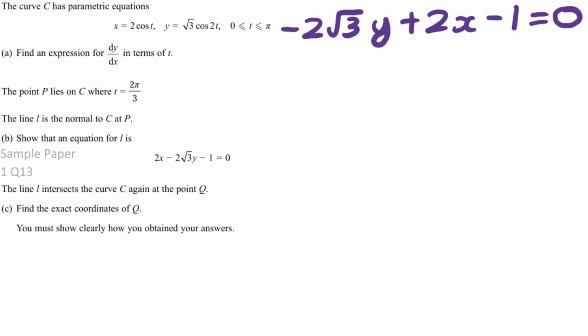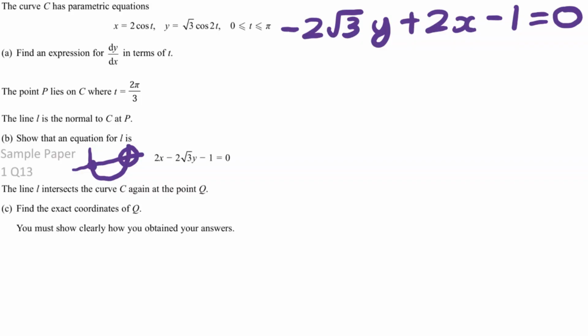Okay, so for part C, we're told that the line L intersects the curve C again at the point Q, and we need to find the exact coordinates of Q. So let's draw our diagram again to show what's going on. We have this curve C, that has these parametric equations, and as we talked about before, we have the point P that L is the normal to, so it's 90 degrees to, and we're told that this line L intersects at another point on the curve, which is Q, and we need to find the coordinates of this.